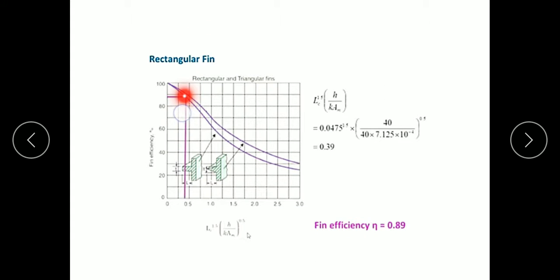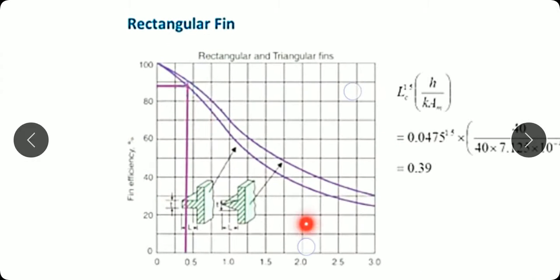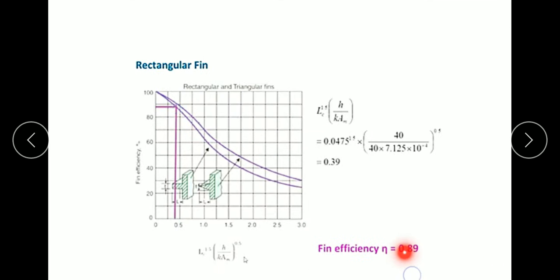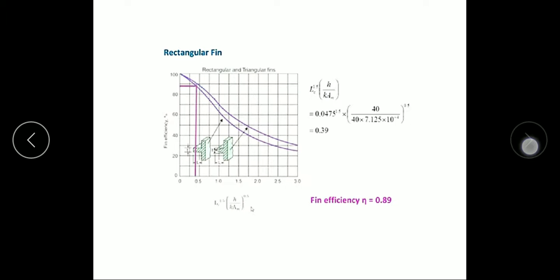Now we have to find the corresponding efficiency. So from that point, the point which touches the curve, you draw a straight line so that it meets the y-axis. So this is the efficiency. So the efficiency is meeting in the y-axis. So the fin efficiency is around 89%, or in numerical it is 0.89.